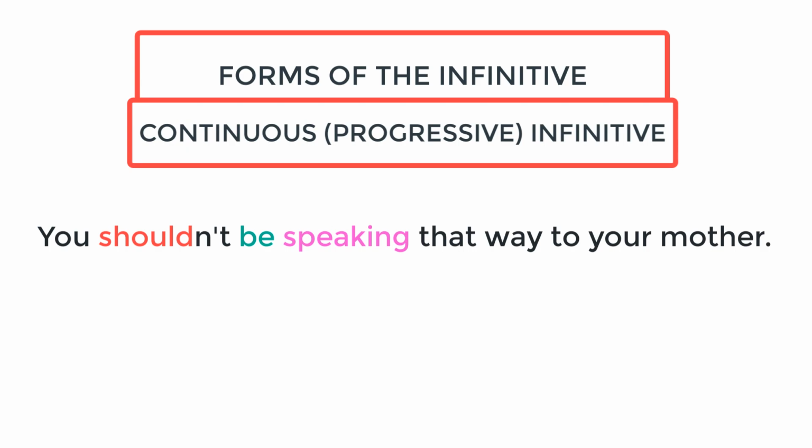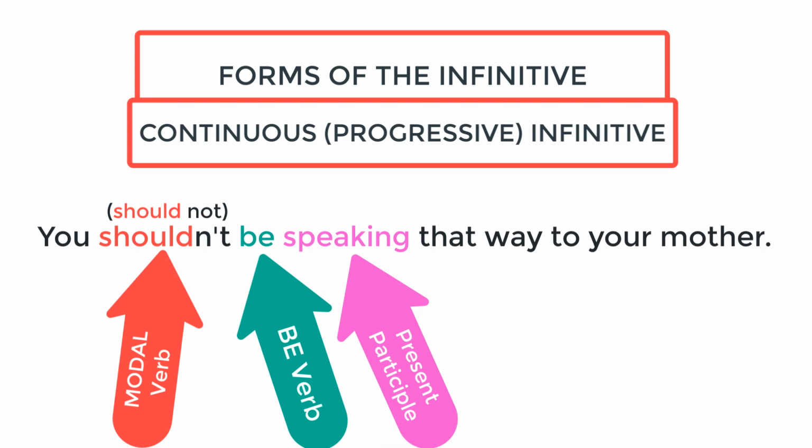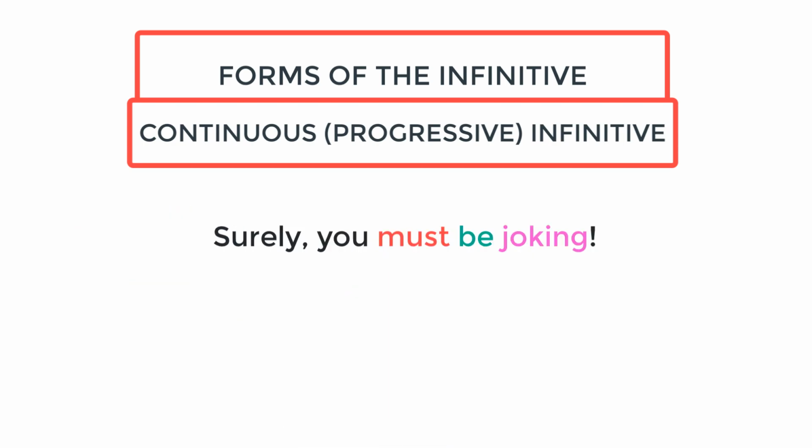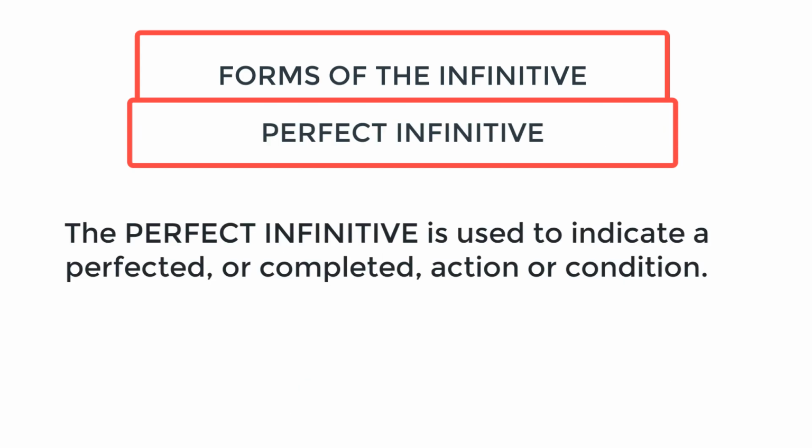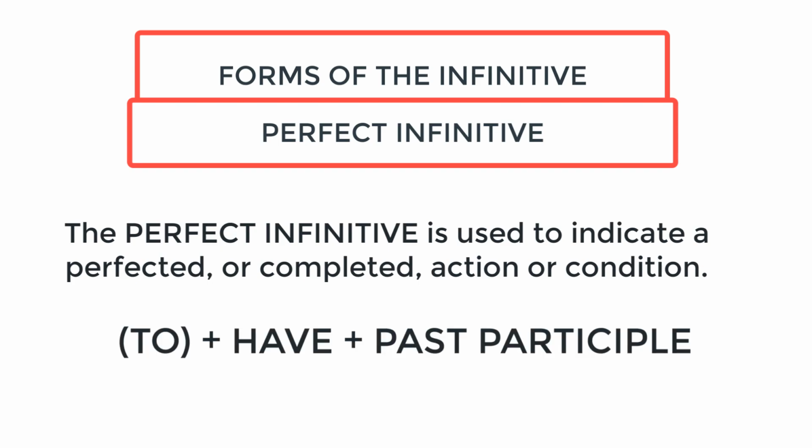You shouldn't be speaking that way to your mother. Surely you must be joking. The perfect infinitive is used to indicate a completed or perfected action or condition. The perfect infinitive has the following structure: the to particle plus have plus a past participle.